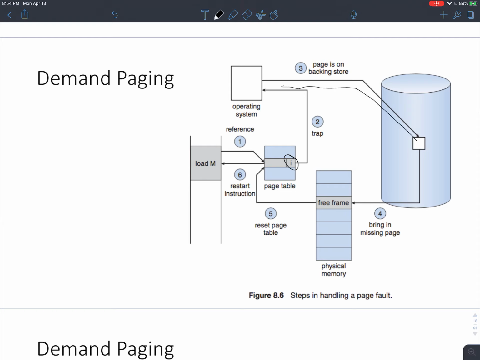We find the corresponding page in the hard drive and load it into physical memory. We find a free frame in the physical memory and load the page in, and then we reset the page table by setting the valid bit from I to V. Then we let the process go from the waiting state to the ready state, so that it has a chance to grab the CPU again.